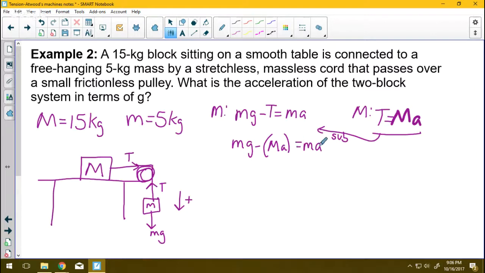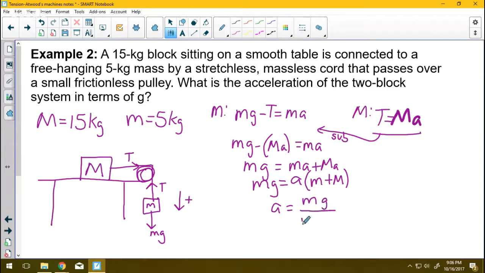And we want to solve this for A. So let's combine our like terms. So we have mg equals ma plus big M times A. And all I did was add this term right here over to the other side. And then you can factor out A. So we have little m plus big M, and that's equal to mg. So we can divide both sides by little m plus big M. And that will give us A is equal to mg over little m plus big M.